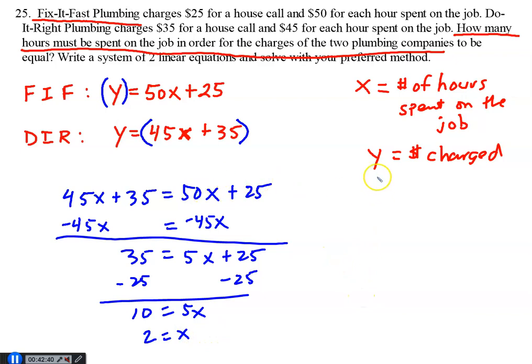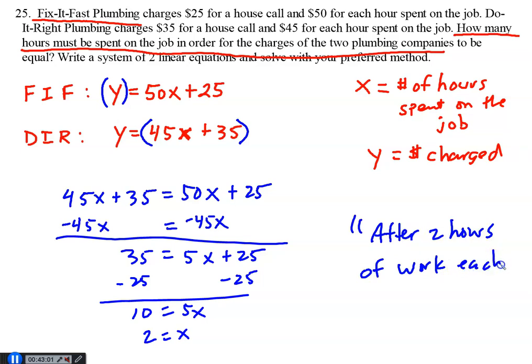So we just answered the question. Since x represents the number of hours spent on the job, the answer to the question, how many hours must be spent for the two companies to charge the same amount, is that after 2 hours of work, each company would charge the same amount.